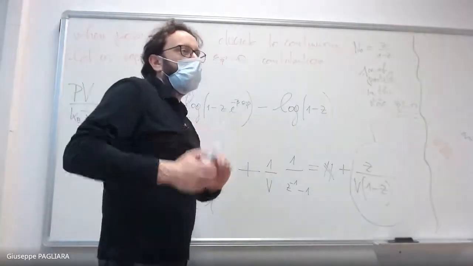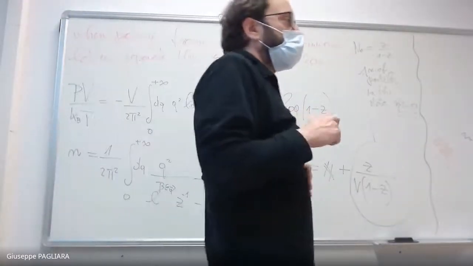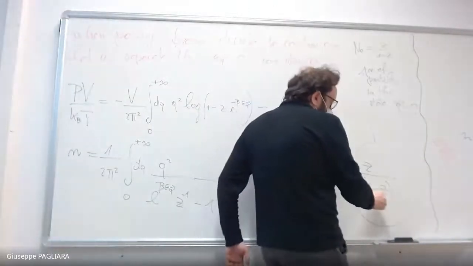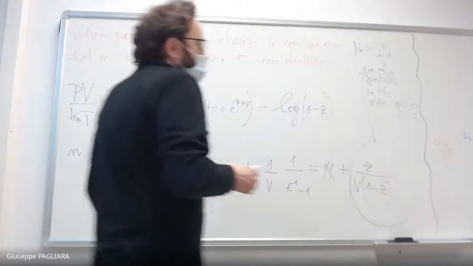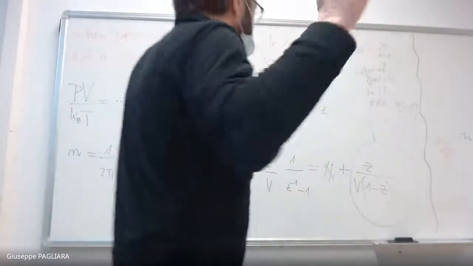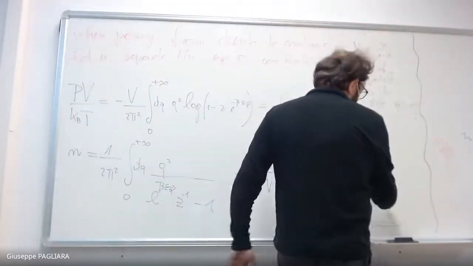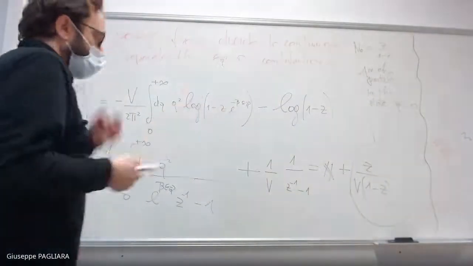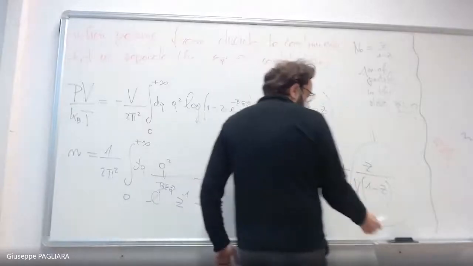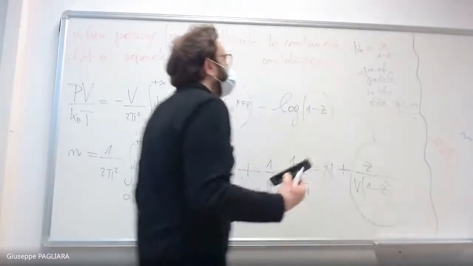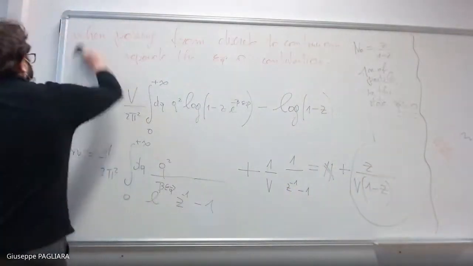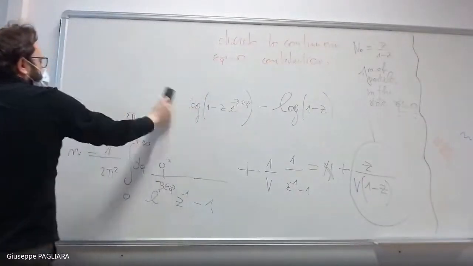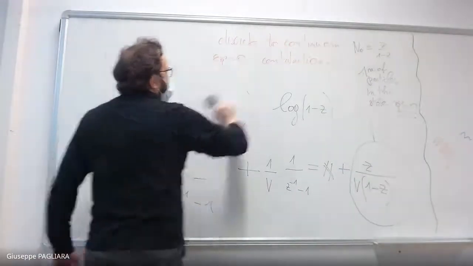This finite value will be the number of particles in the ground state, which is a situation that occurs indeed when z approaches 1. In normal situations, when z is far from 1, these terms will drop to 0 because they are suppressed by 1 over the volume. So the pathological situation is the one in which z approaches 1.